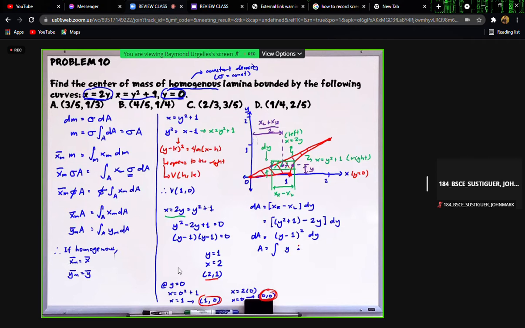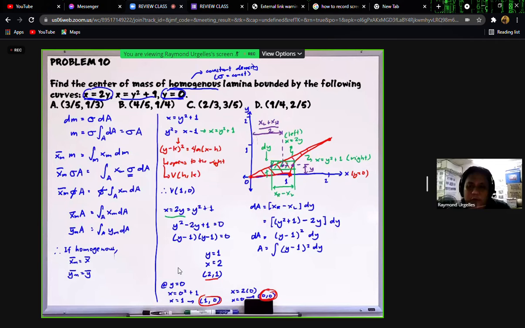So of y minus 1 squared. Then this quantity dy. So this is dy. Therefore, it must be evaluated at the bottommost part, that is 0, up to the topmost part. Remember, this point is (2, 1), so this is at 1 unit. So this will be from 0 to 1. So what will be our area?